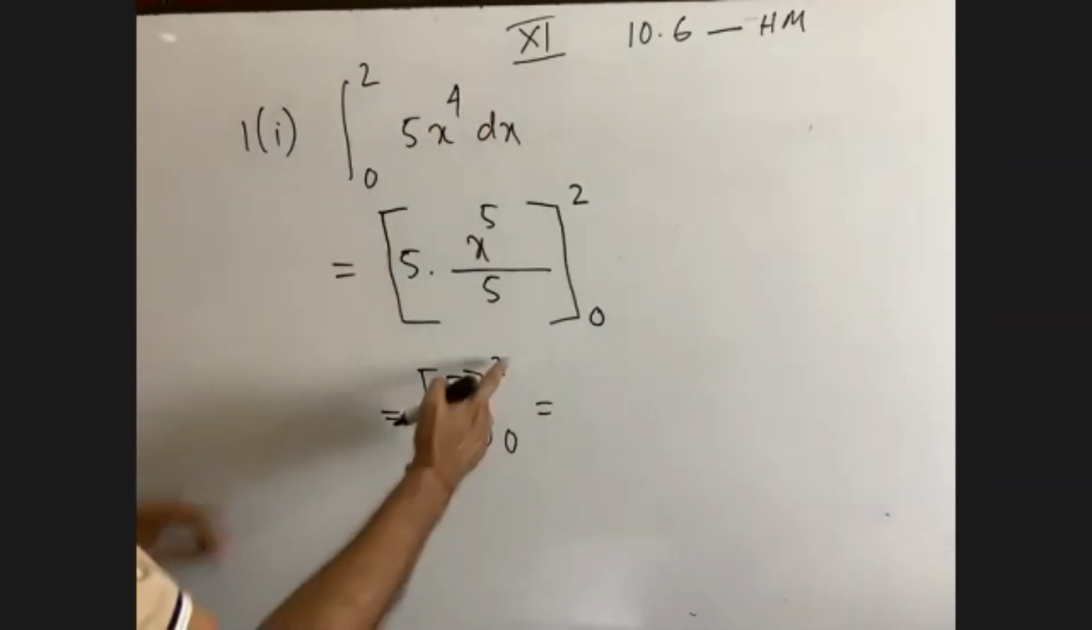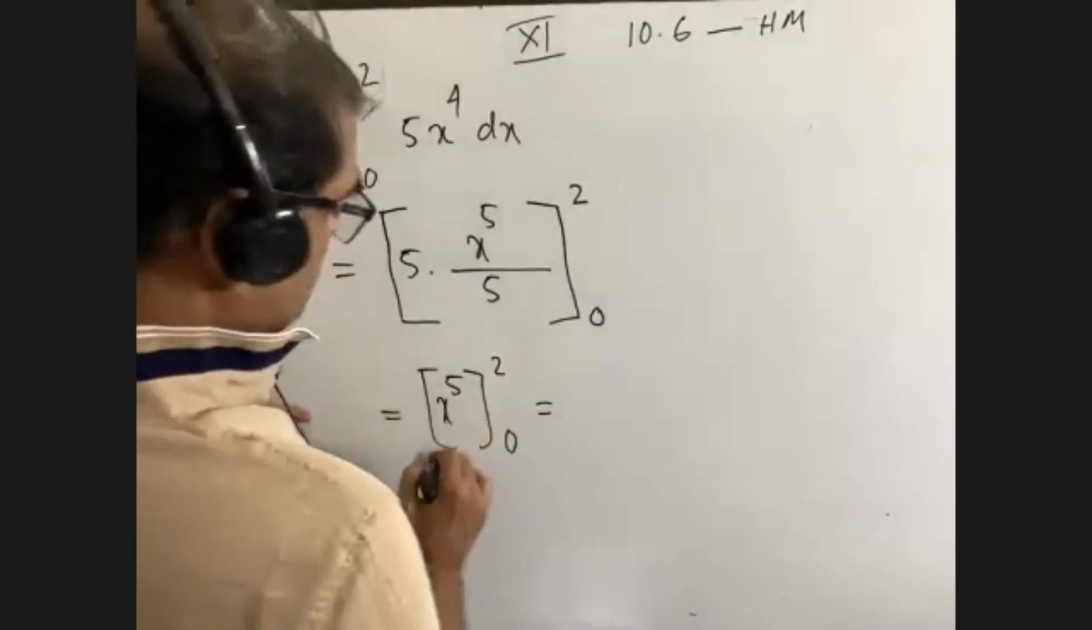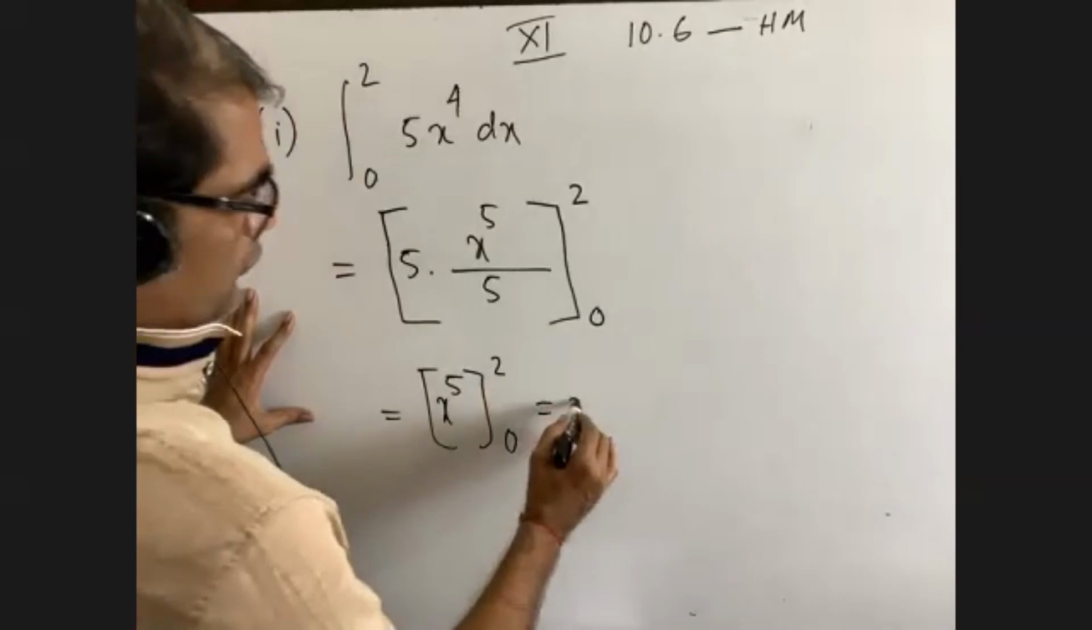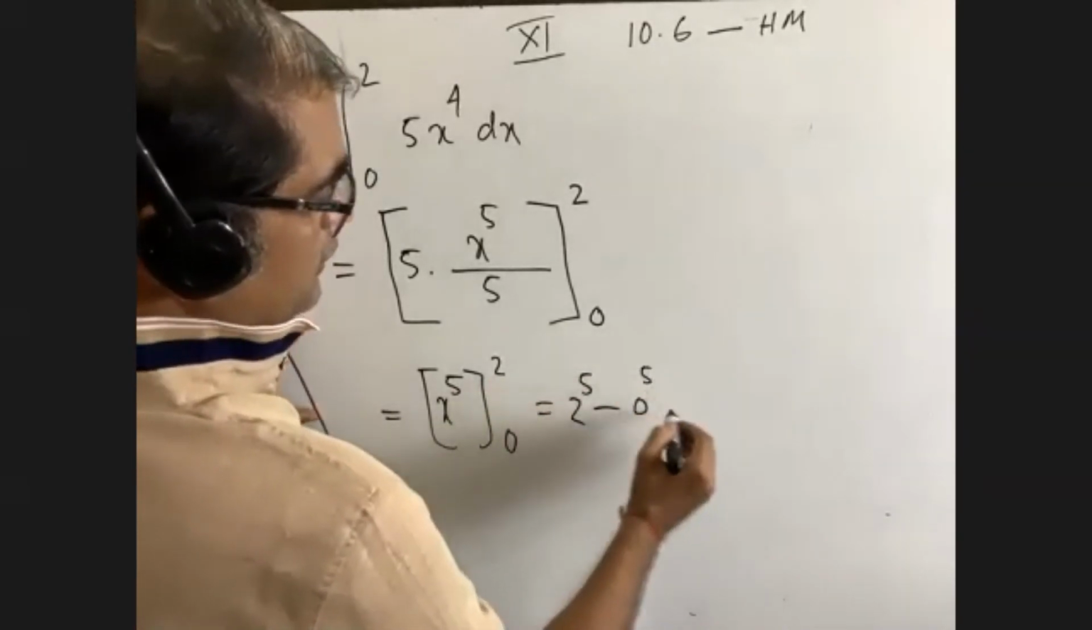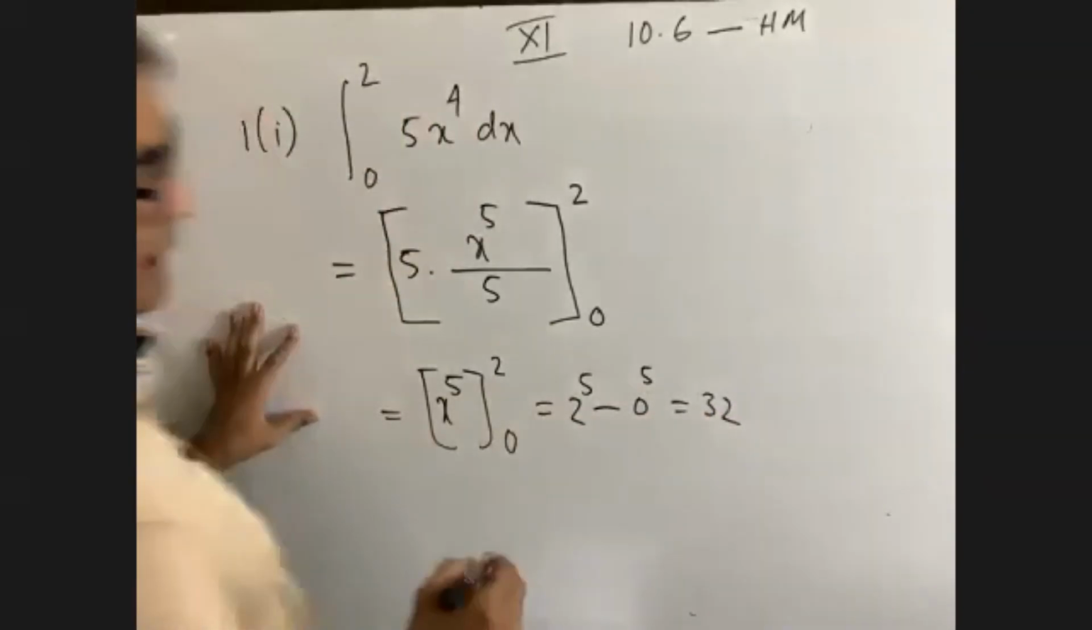Now what is the formula? Upper limit minus lower limit. That means for x, it is 2. So 2 to the power 5 minus 0 to the power 5. So our answer is 32 and we are done here.